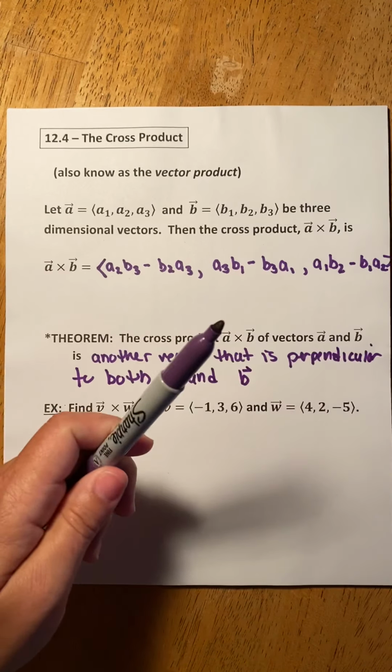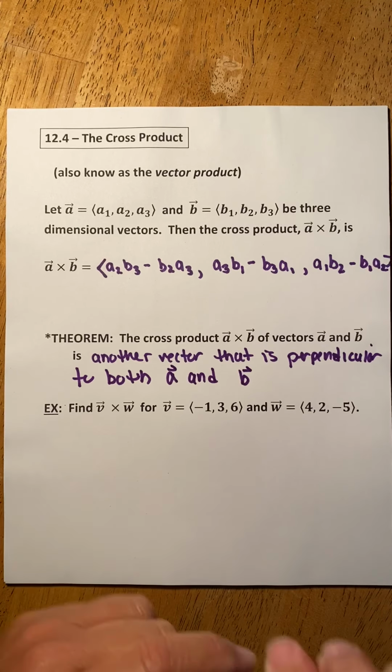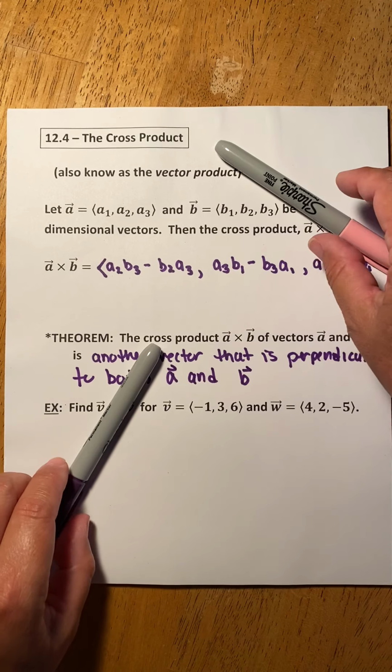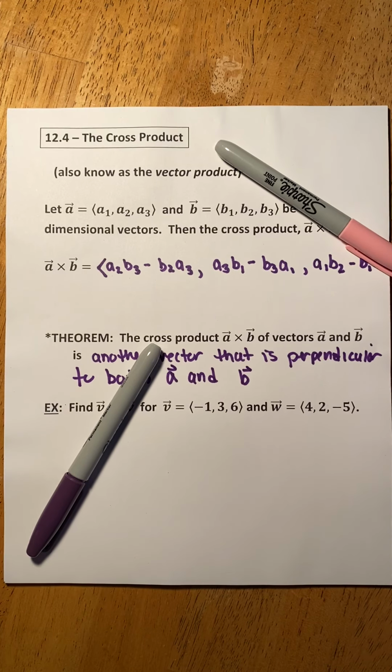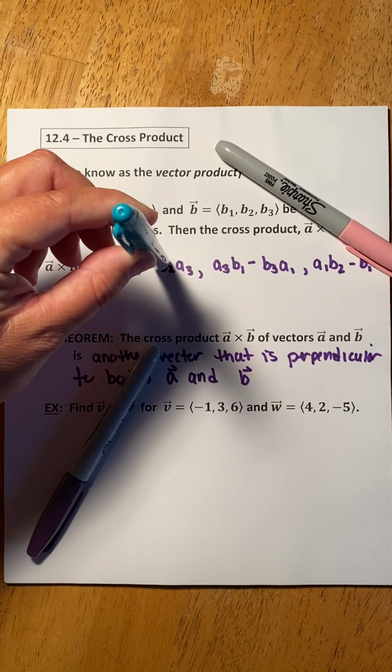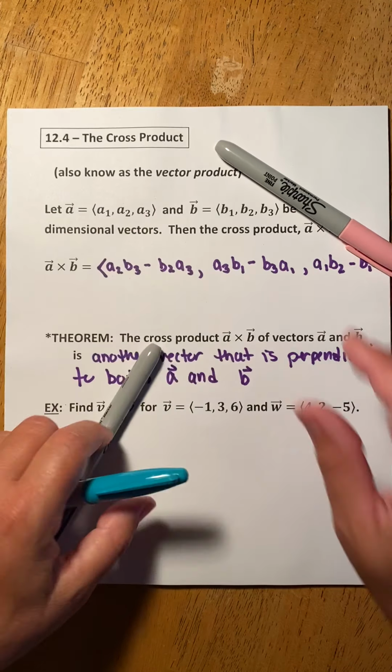So if we have two vectors in space, let's suppose we have the pink vector and the purple vector, floating in space like this. If we were to find their cross product, it would be a third vector perpendicular to those two, like this. Or it could point in the opposite direction.